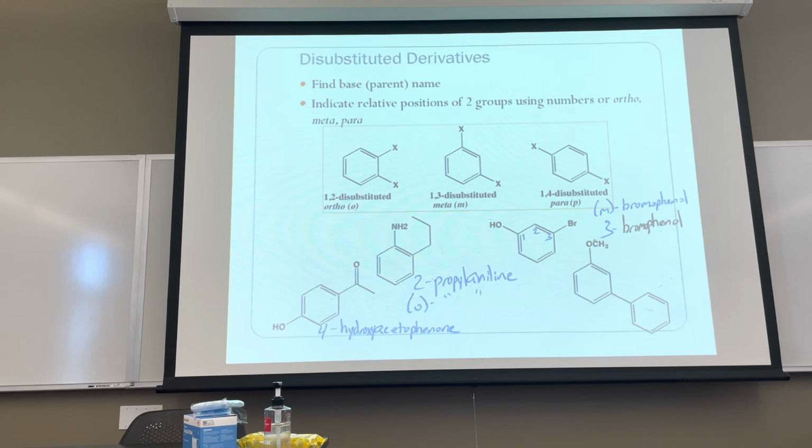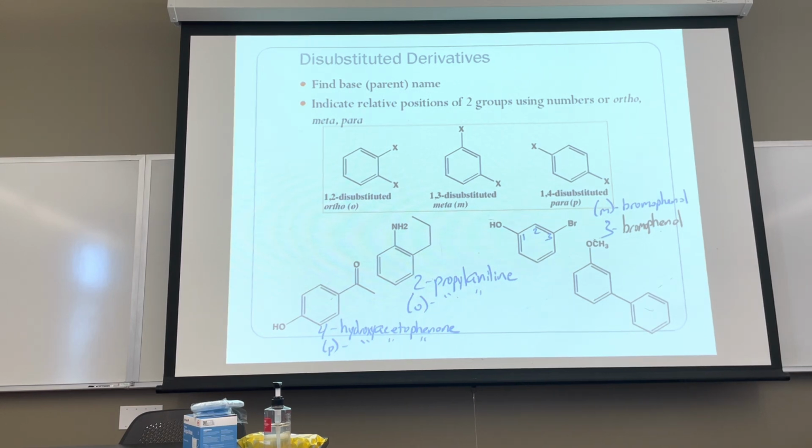And just like in the previous ones, you could either give numbers to indicate positions, so 4-hydroxyacetophenone, or if you prefer, just put p out in front, p-hydroxyacetophenone. Any questions on these so far?